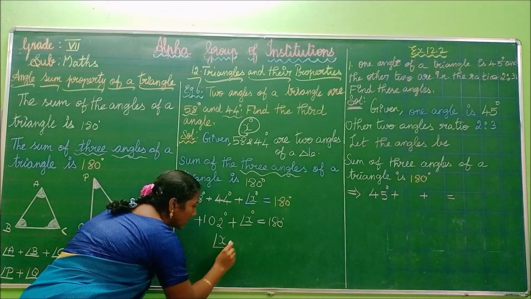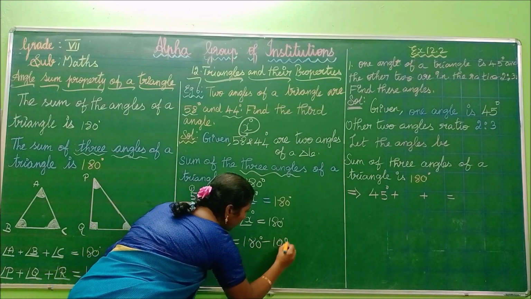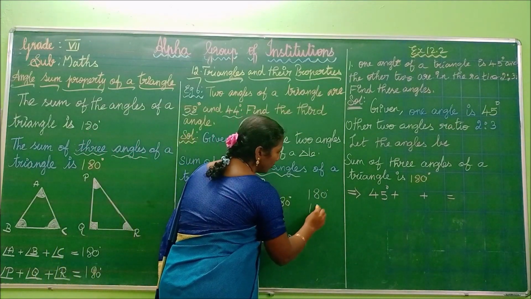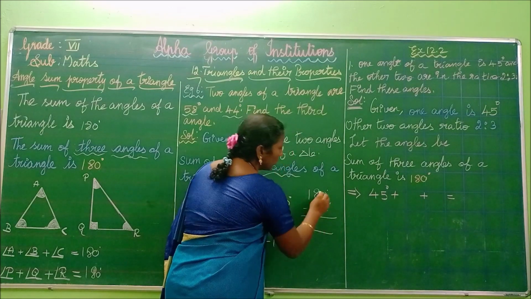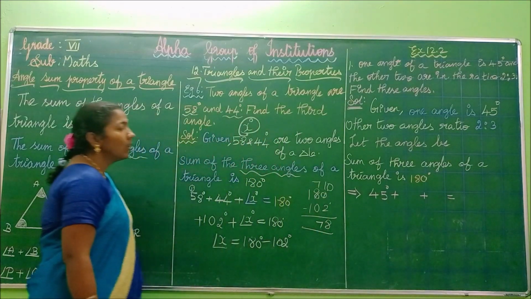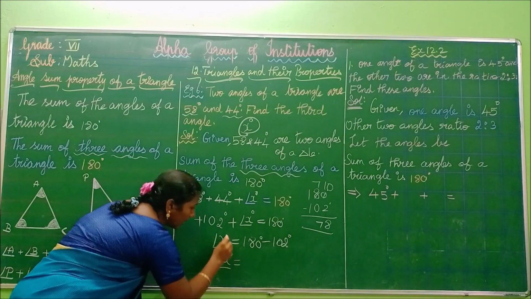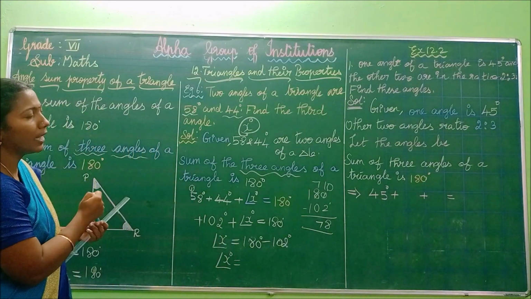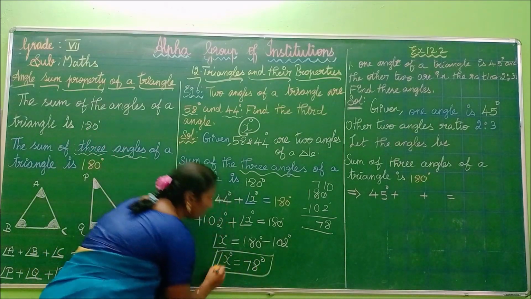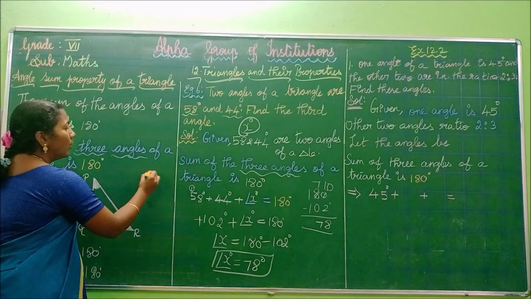So angle x equal to 180 degree minus 102. We are going to subtract 102 from 180 degree. So 10 minus 2, 8. 7 minus 0, 7. So angle x degree equal to, what is the answer? Angle x equal to, yes, 78 degree. So thus we have found the third angle. What is the third angle? 78 degree.